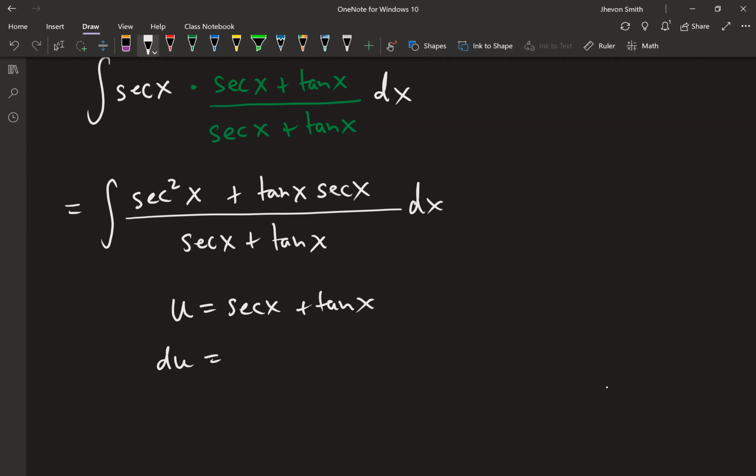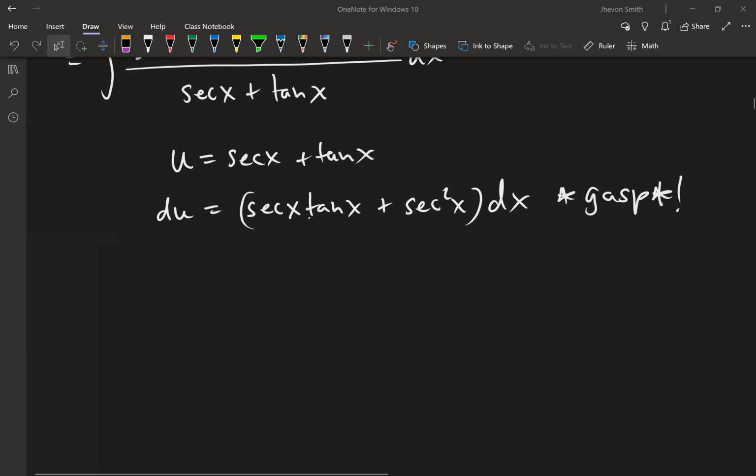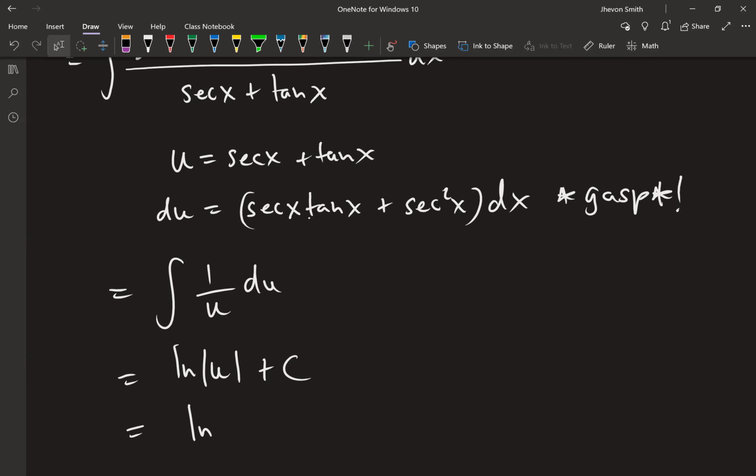Then your du is going to be the derivative of secant, which is secant x tangent x, and the derivative of tangent is secant squared x. Gasp. What do you notice? That gave us the numerator. So this actually would become the integral of 1 over u du, which we know is ln of absolute value of u plus c. So this is ln of secant x plus tangent x plus c.